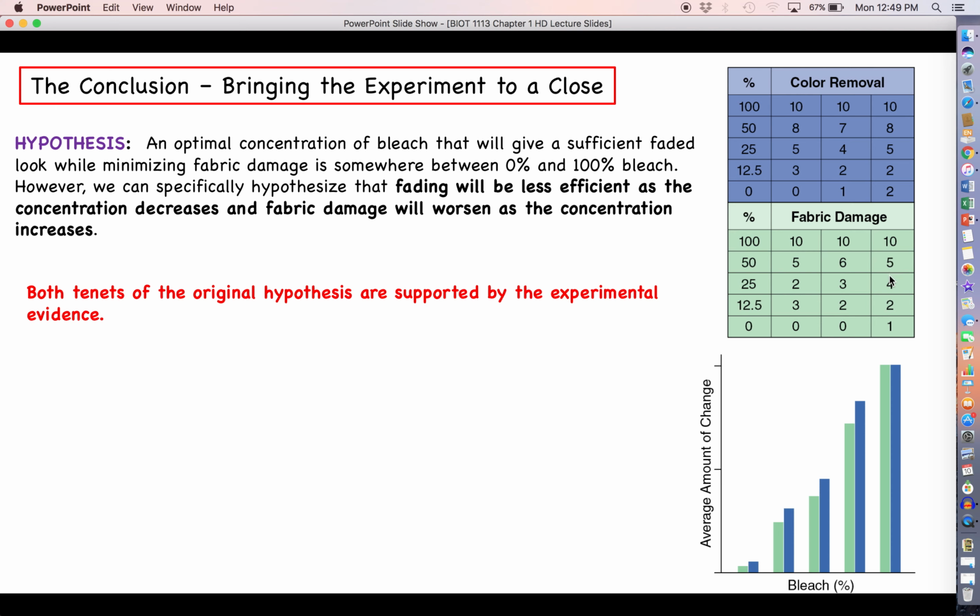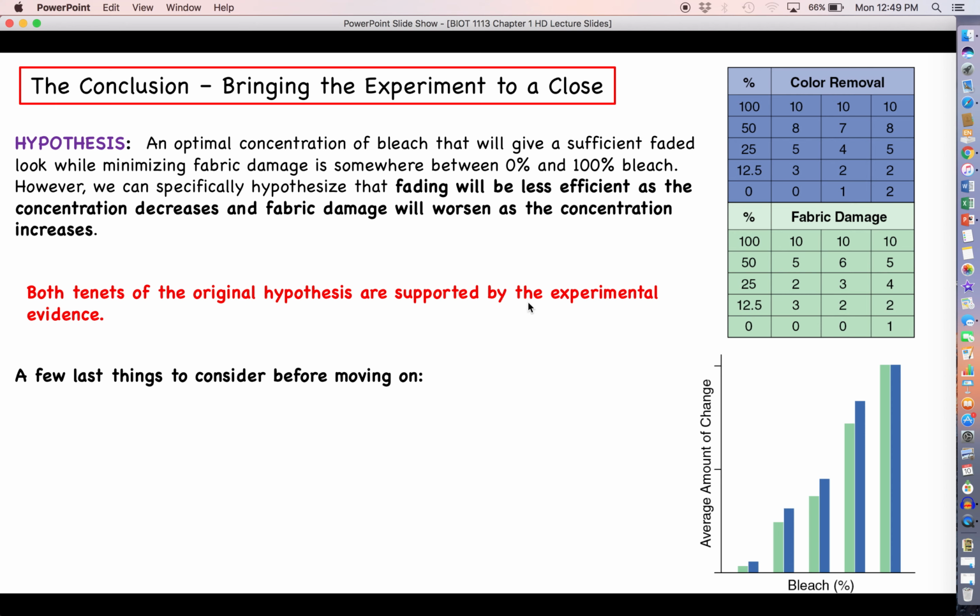There, the trend very strongly says that as the concentration of the bleach increases from bottom to top, the amount of fabric damage is going to get worse and worse. And that is the other tenet of our hypothesis, and the data back that up.